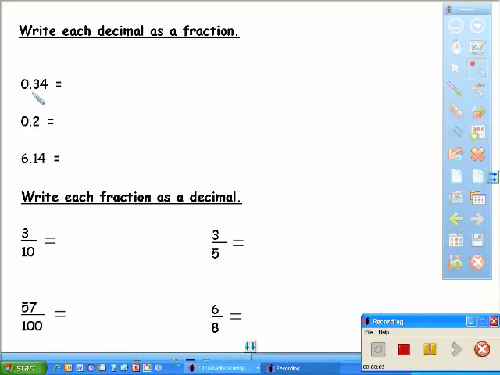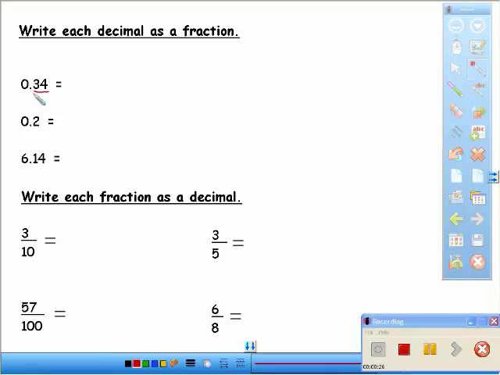But ask yourself, okay, what place is this in? This goes out to the hundredths place. So this number is 34 hundredths. So 34 hundredths would be 34 over 100. Remember, if you can say it, you can probably write it.